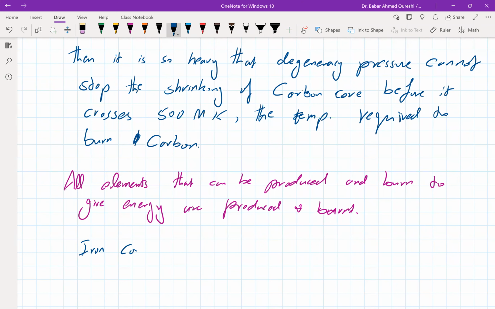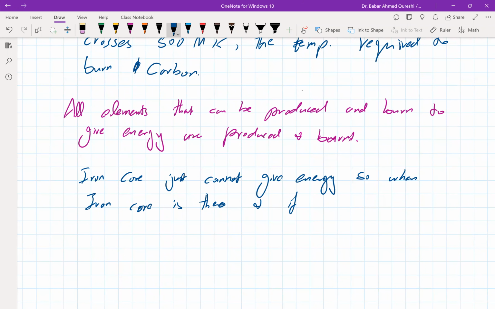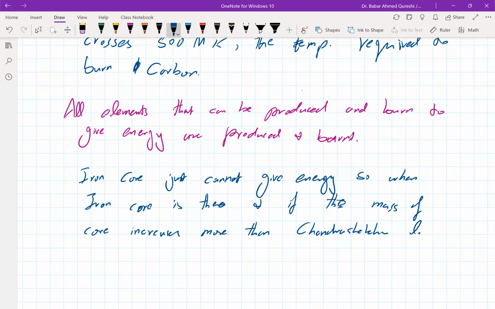Iron core just cannot give energy. So when the iron core is there, and if the mass of the core increases more than the Chandrasekhar limit, the core completely collapses.